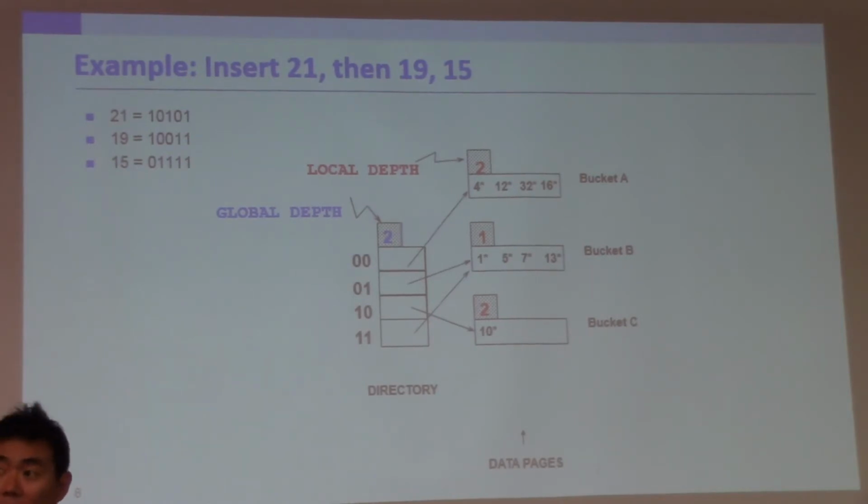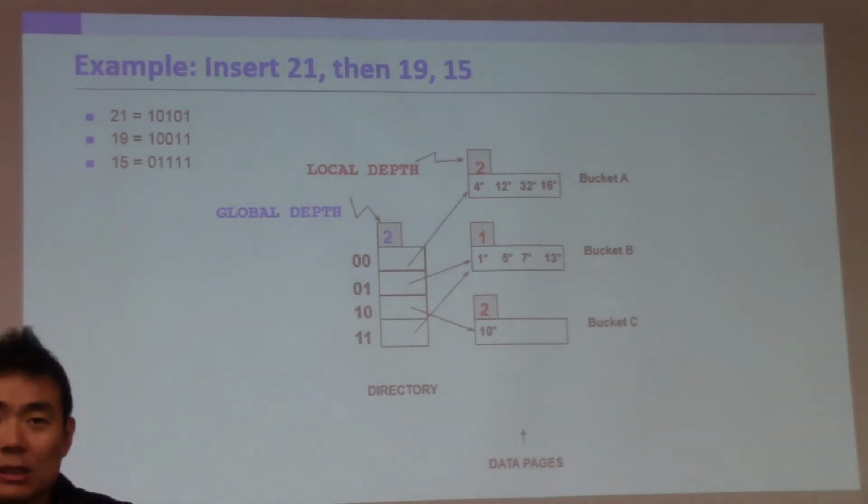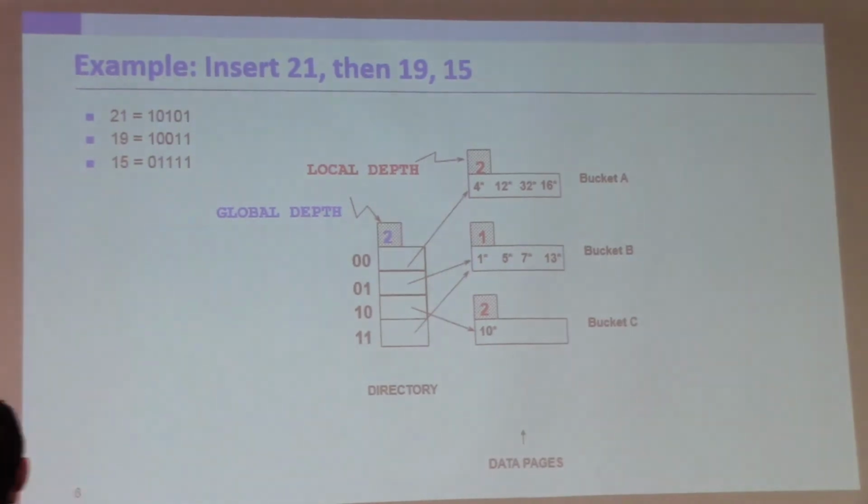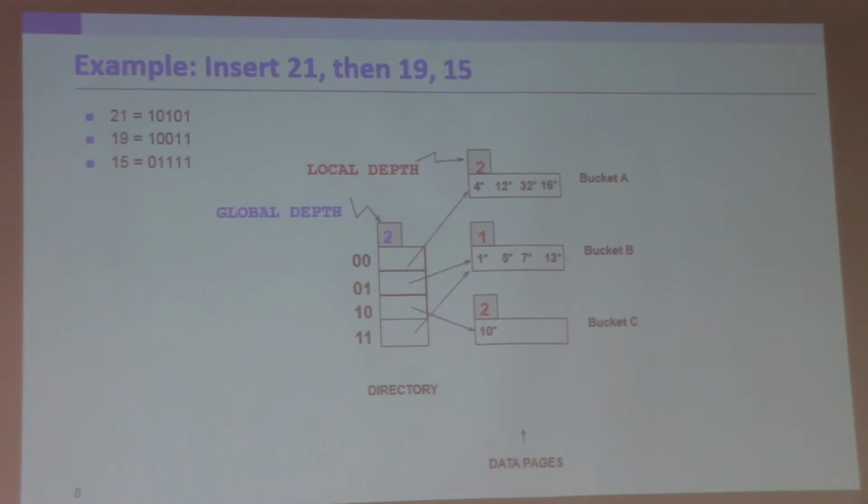Make sense? Whenever you have overflow, remember what I said earlier, what happens? You double the number of buckets you have, or double the number of directory entries you have, which in other words, you increase the global depth from 2 to 3. And you increase the local depth from 1 to 2 to distinguish them. And 7 goes to here, 21 goes there, and you are done. You update the pointer.